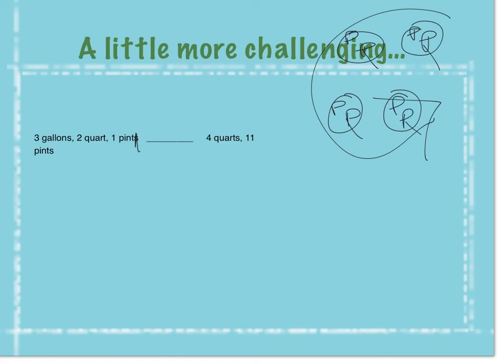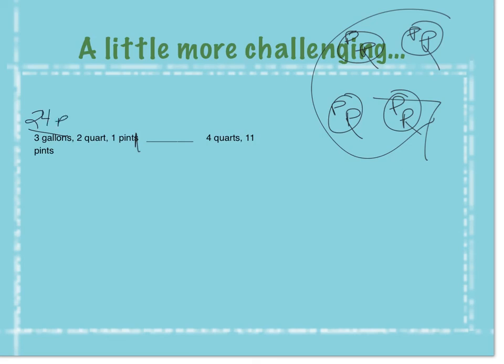All right, so 3 gallons. Remember, I'm making everything into pints. So 3 gallons. Let's see, how many pints are in 1 gallon? 1, 2, 3, 4, 5, 6, 7, 8. So if I have 3 of those, 3 times 8 is 24. So 3 gallons is 24 pints.